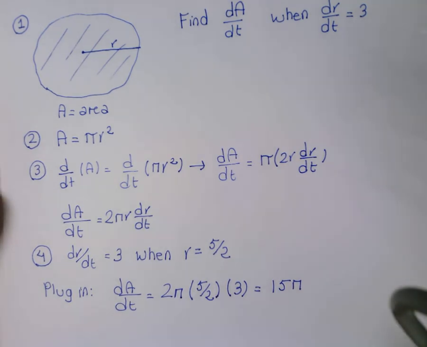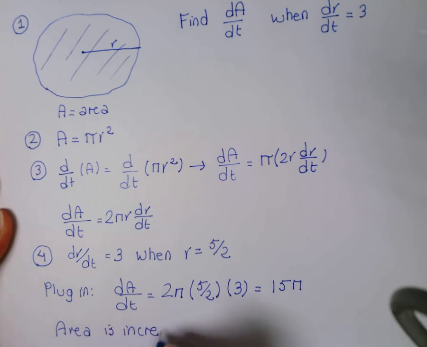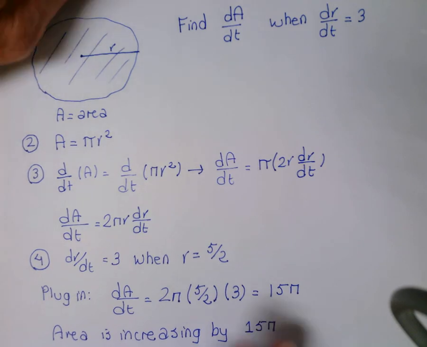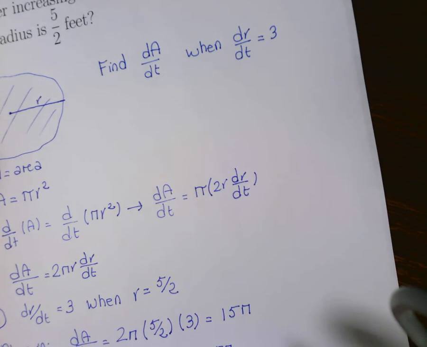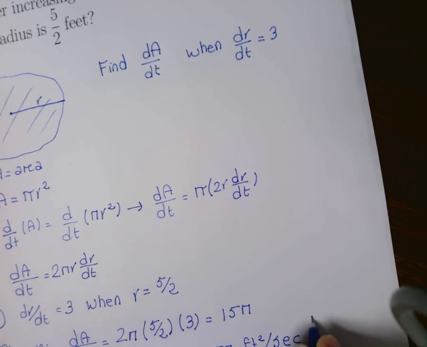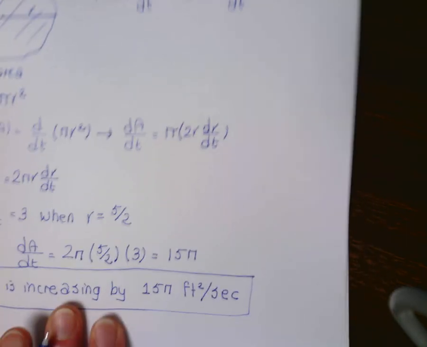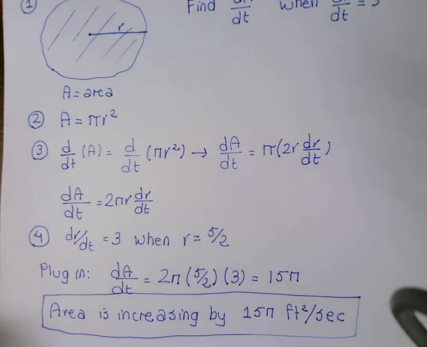Okay? Now, what does that mean? What that means is that the area is increasing by 15 pi, what? Now area, okay, our units are feet per second, but area is square units, so it's feet squared per second. And if that's not given to you, this was a multiple choice question, but if it was on the tear-off, we would be looking for that answer. Area is increasing by 15 pi feet squared per second.